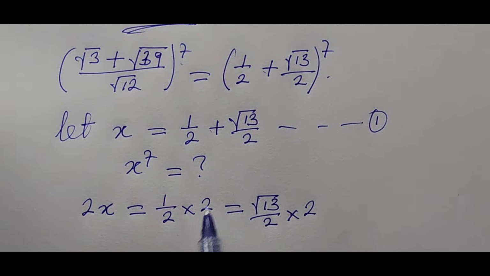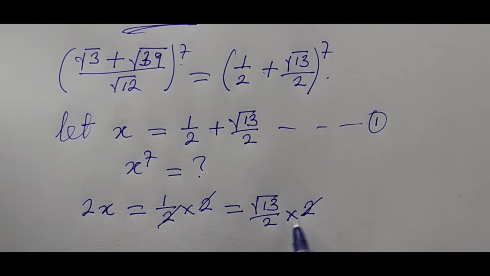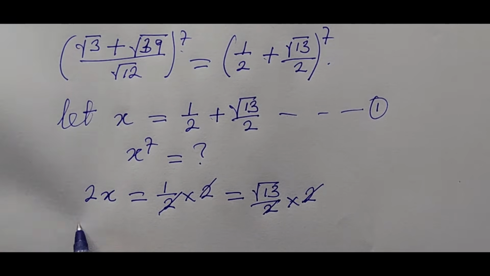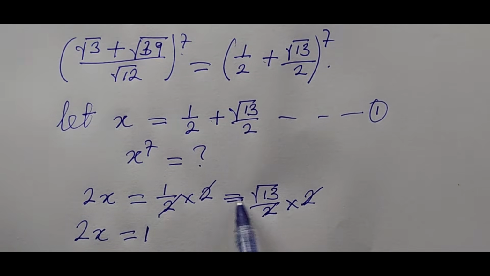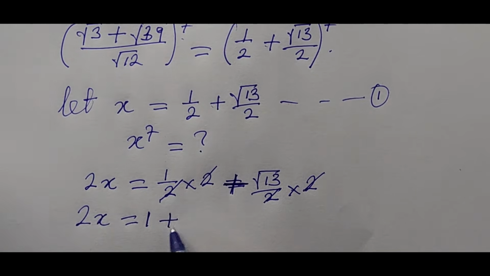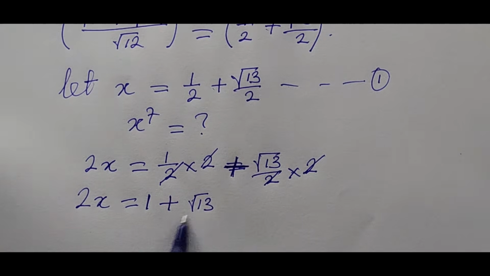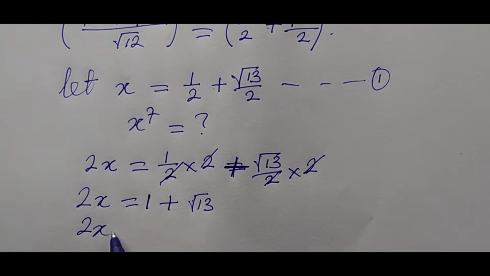If we cancel out, this and this will leave. So we are now left with 2x equal to 1 plus the square root of 13. Sorry, here it is plus, please. So this is a radical. Let's move this quantity to this side so that the radical stays on its own. So we have 2x minus 1 is equal to the square root of 13.